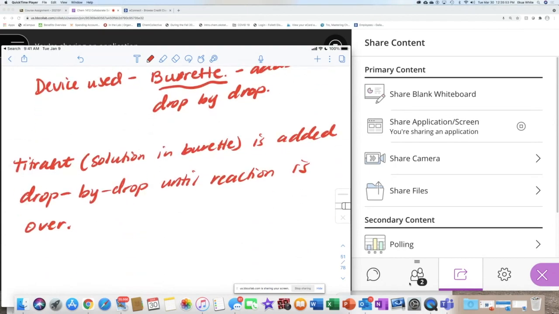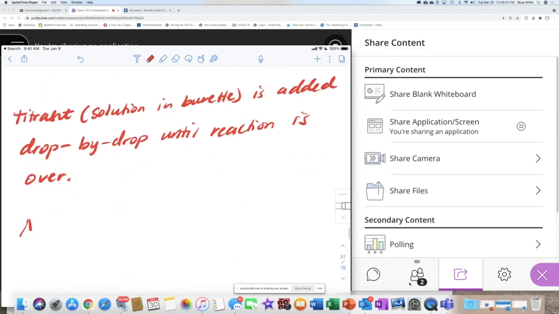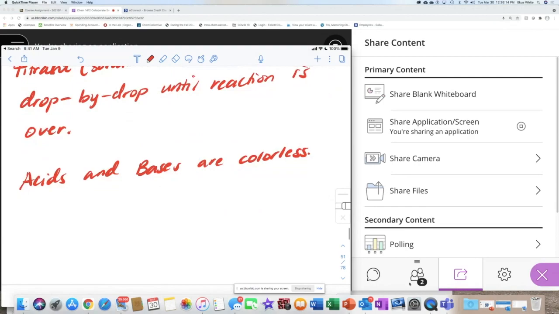Most acids and bases, which you're going to be adding to each other, have no color. They're colorless. We can't say they're white because they're colorless, but they're colorless. So acids and bases are colorless. Okay, that's a fact. So if they're both colorless, how do we know we've added enough acid or base to the other solution and that the reaction is over?